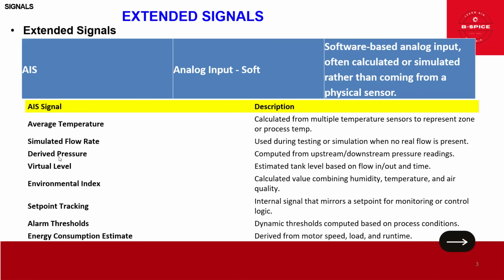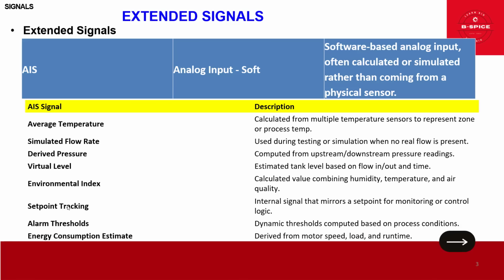Then we have a derived pressure. This is computed from upstream and downstream pressure readings. This is a derived pressure, not directly from the pressure transmitter. Okay, so this is computed from the upstream and downstream pressure readings of the available pressure transmitters. Then we have a virtual level. This is the estimated tank level based on flow in, out, and time. And we have an environmental index. This is a calculated value combining the humidity, temperature, and air quality.